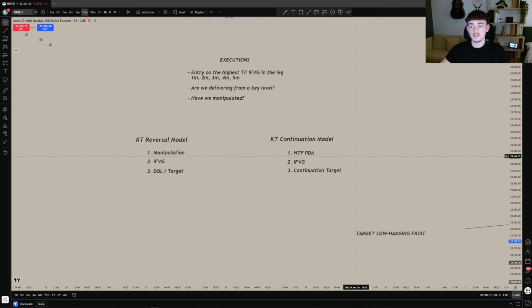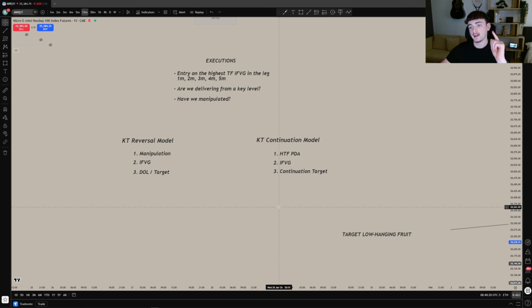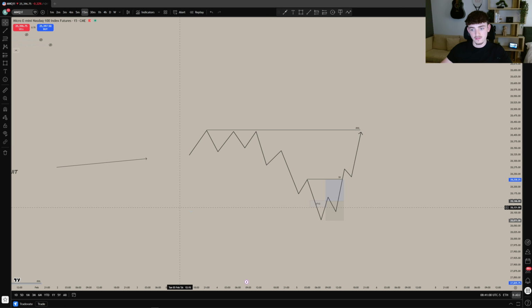And then here are the two types of model. We have the KT reversal model, Kieran Trader reversal model. And what you're looking for here is a manipulation, an IFVG, and a draw on liquidity or target, okay? And we'll go over that in just a second. And then the next one is a KT continuation model, which is projecting from a higher time frame PD array. And then we have an IFVG and a continuation to the target. And when I say IFVG with these, just remember, make sure they are singular. Another thing I wanted to go over was to target the low hanging fruit, okay?